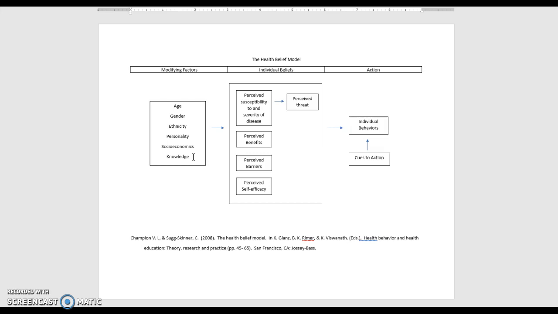So this health belief model that you see, you're going to see many different kinds of layouts of the model. This one in particular, I took from the 2008 text, Health Behavior and Health Education: Theory, Research and Practice, written by Glanz, Rimer, and Viswanath, because I really liked how simple, clear, and concise this diagram was.